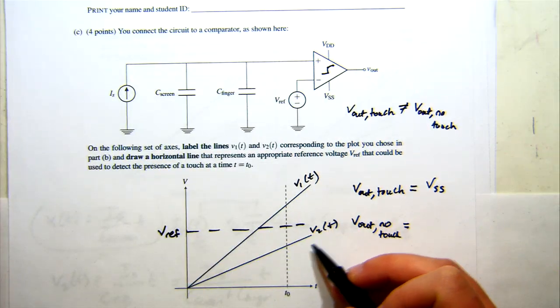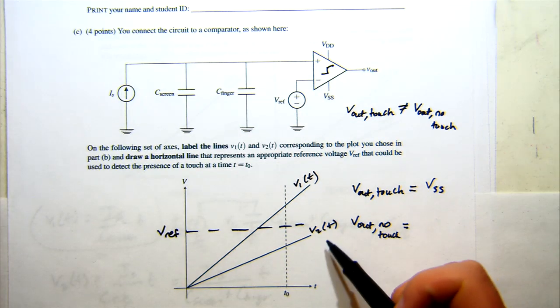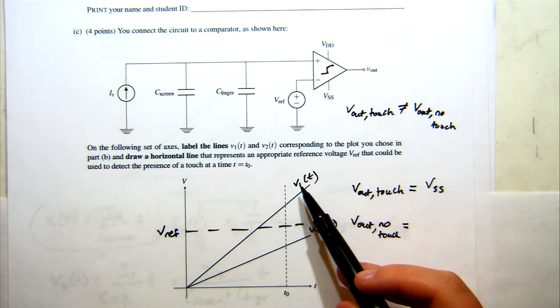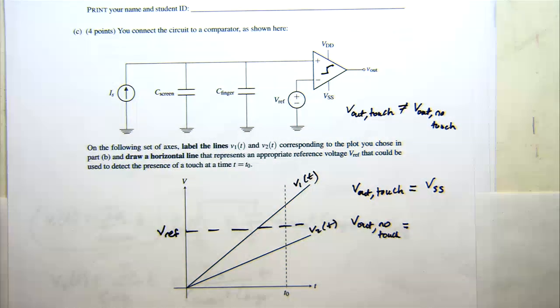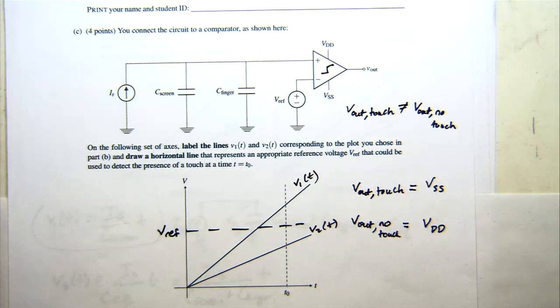It's going to be VSS, because V2 represents our Vout touch, the case where it's touching, and V1 is where it's not touching, and V2 is below the reference voltage, the threshold. So it'll be the lower voltage VSS, and then no touch will be VDD.